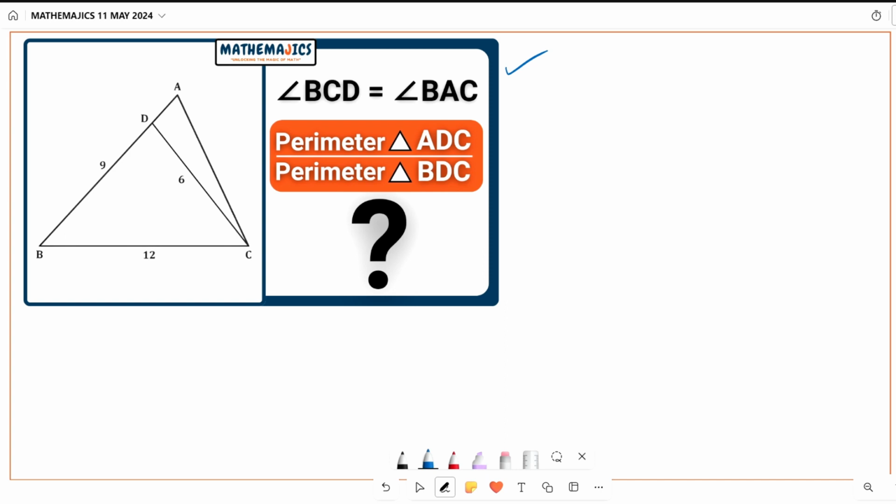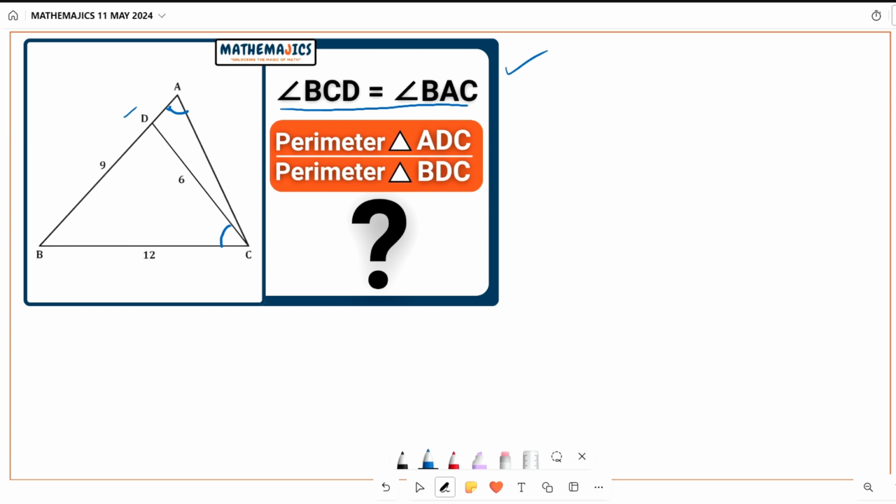In this question, we are given a triangle ABC and a line segment from point C to line segment AB intersecting at point D. And we are also given some side lengths. DB is 9, CD is 6, BC is 12. We are also given that angle BCD is equal to angle BAC. That means these two angles are equal to each other.